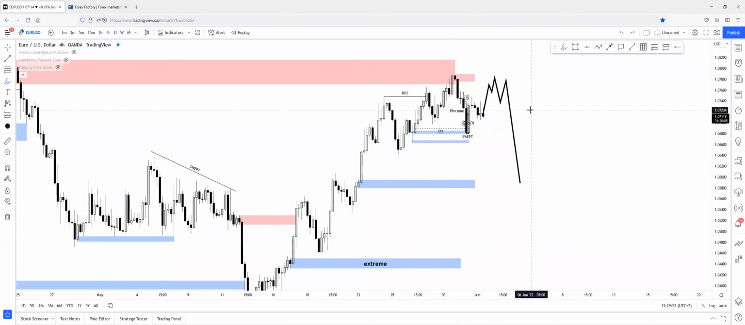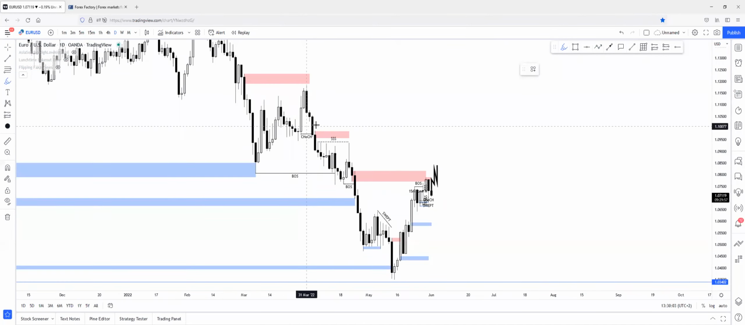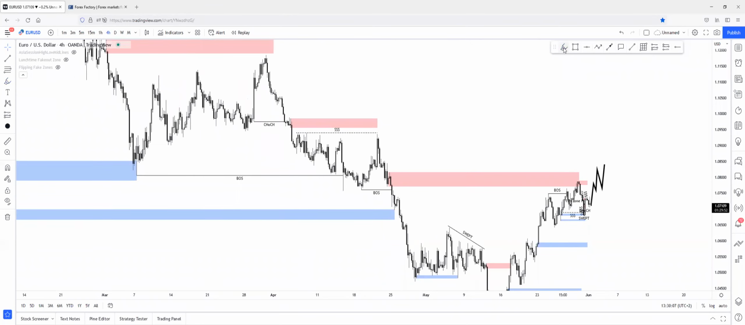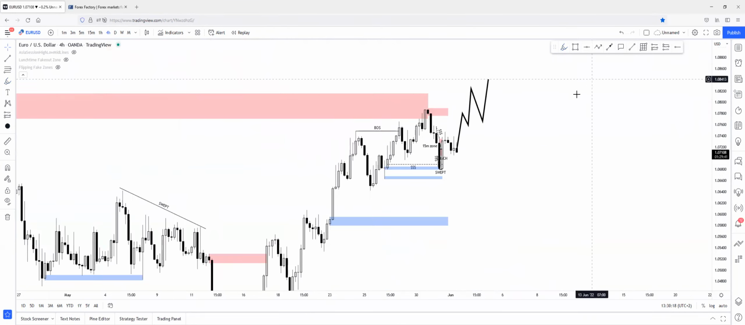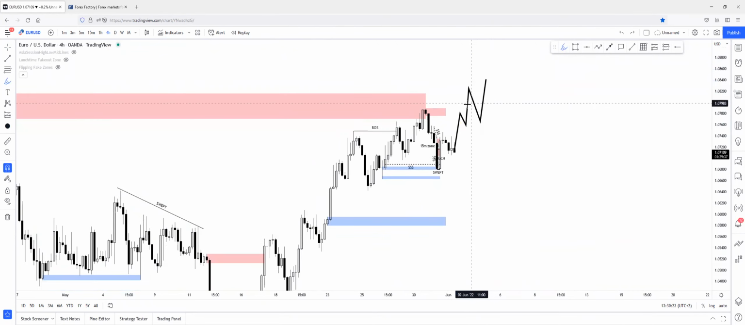This is the first possible scenario. If this supply zone can't change character here, it will break above this supply zone, and the continuation will happen to the upside to the next recent daily supply zone right here. Or, this is a 4-hour supply zone. Yeah, this is a 4-hour supply zone right here, as you can see, which has caused a nice character changing movement to the downside and has a huge amount of liquidity pool just below it. If this scenario happens and price breaks above the supply zone, then we can expect the continuation up to that supply zone.